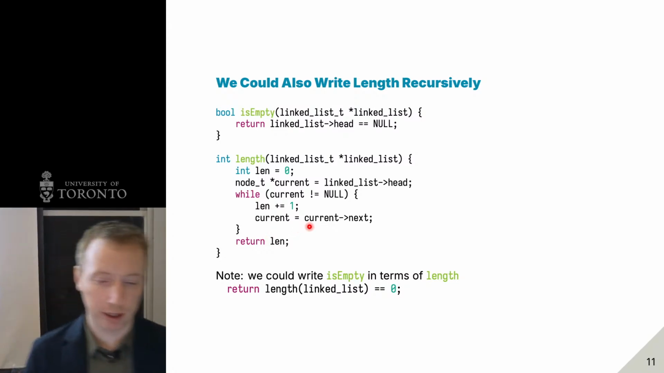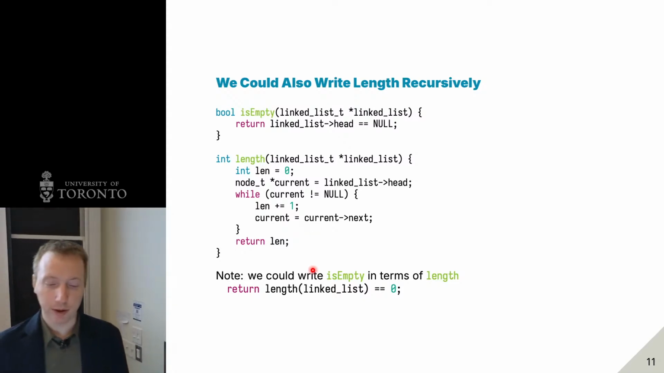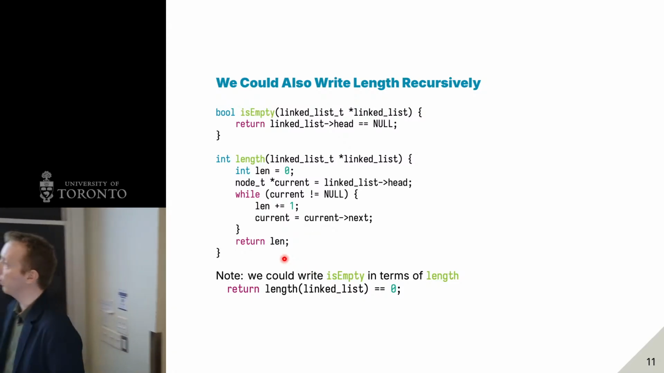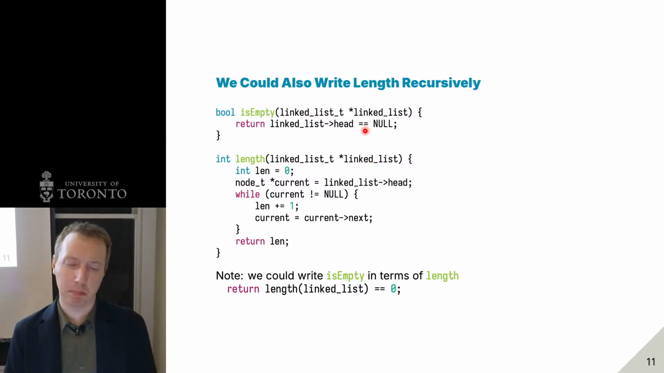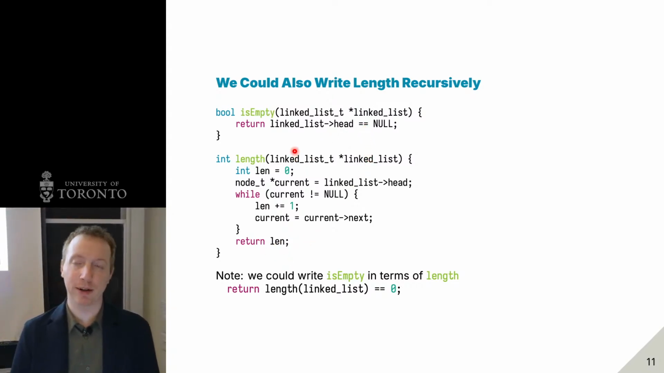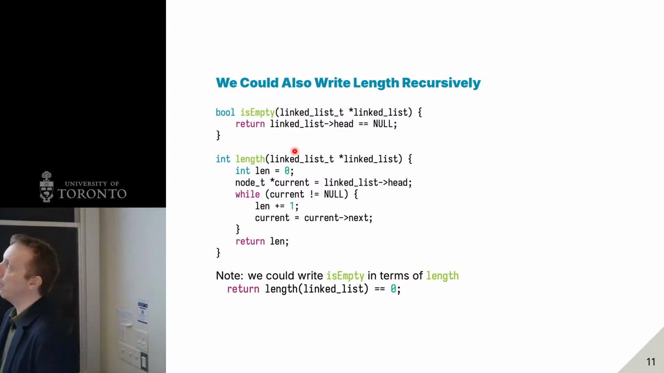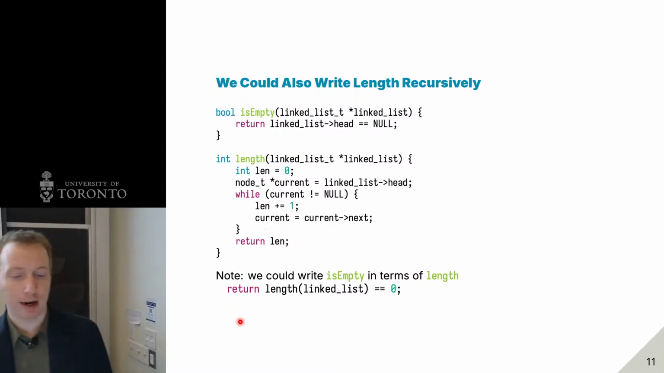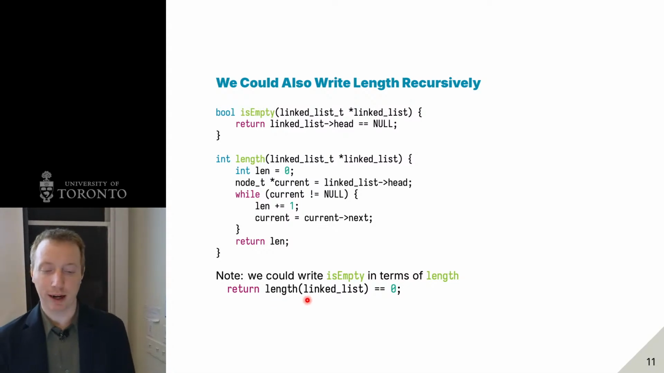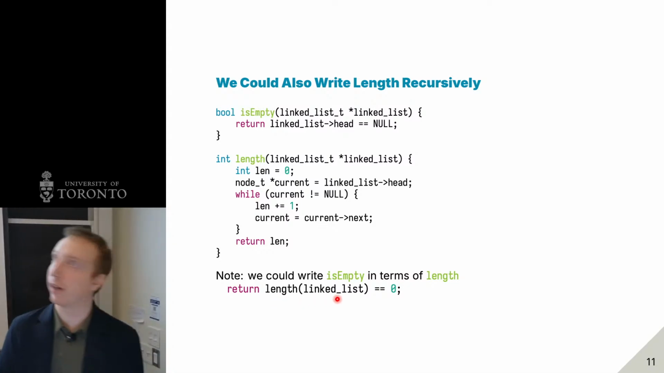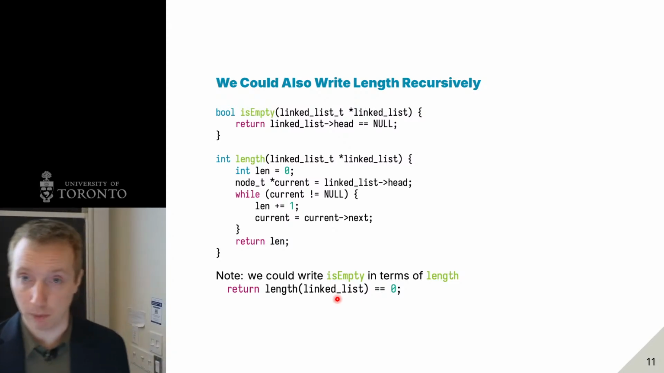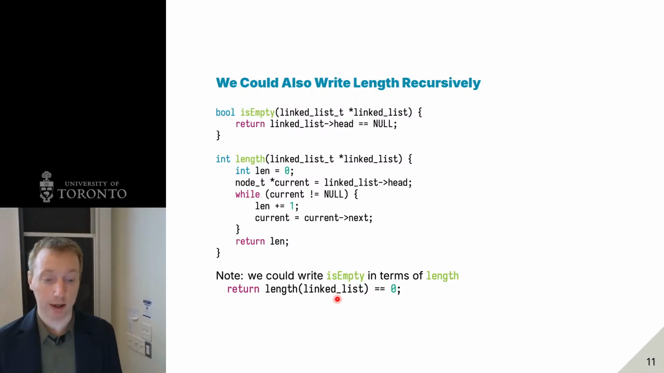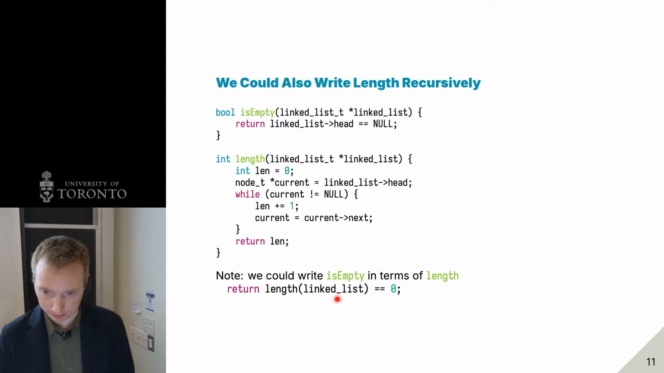So we could do it either way. And you could also write is empty in terms of length if you want. This one's probably arguably better, but if I wanted to reuse a function I've already written, I could just return whether the length is equal to 0. If the length is equal to 0, that means it's empty. If it does not equal 0, it's not empty. It has something in it.